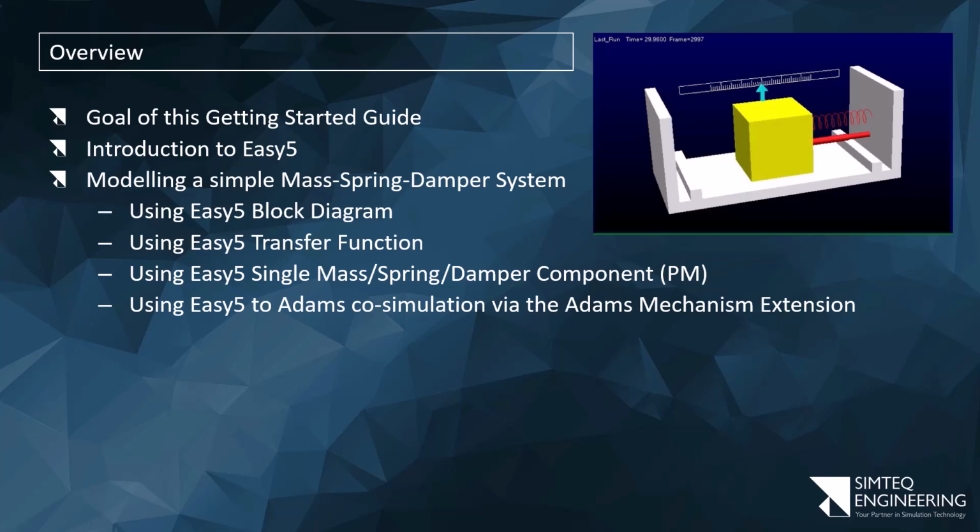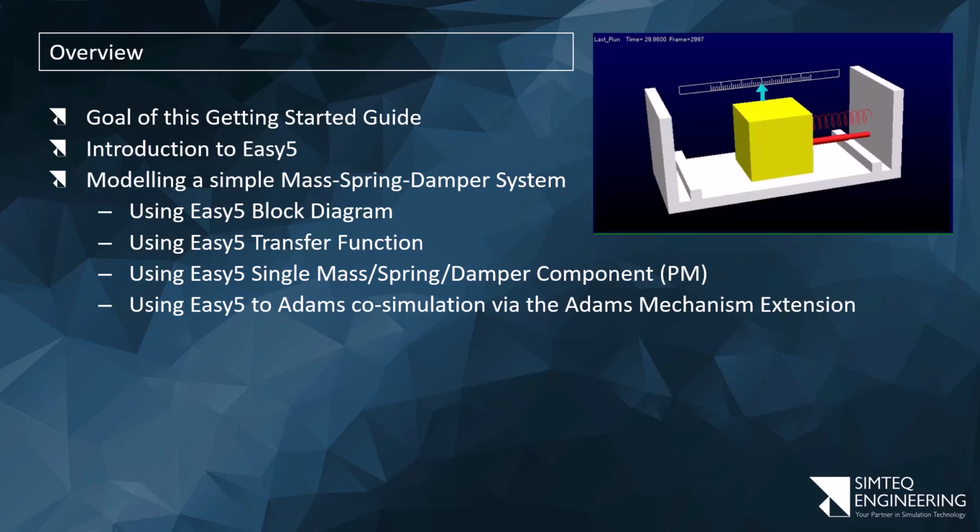We're then going to look at how to do the same thing using a transfer function, and this is particularly important for mechanical engineers to be able to talk to and relate to electronic engineers or control system engineers who make extensive use of transfer functions. Then we're going to look at the Easy5 single mass spring damper component, which is an engineering component that has all the mathematics built into it in order to be able to model the system.